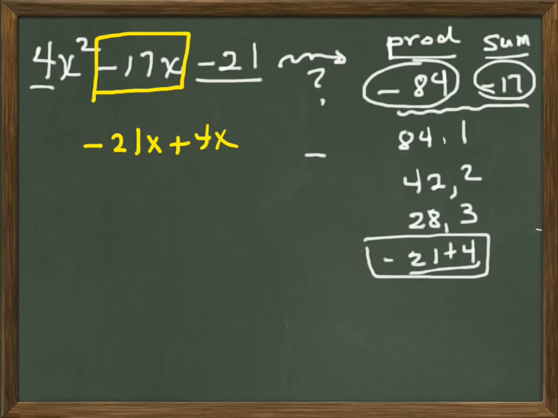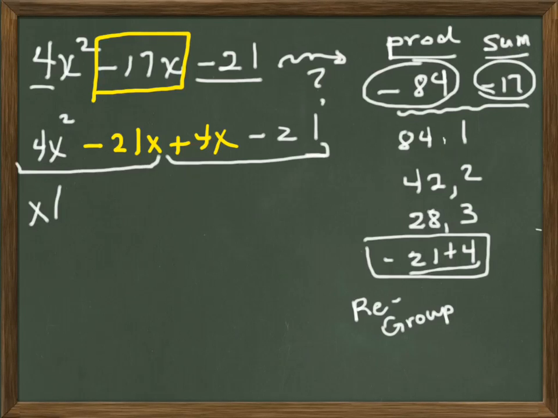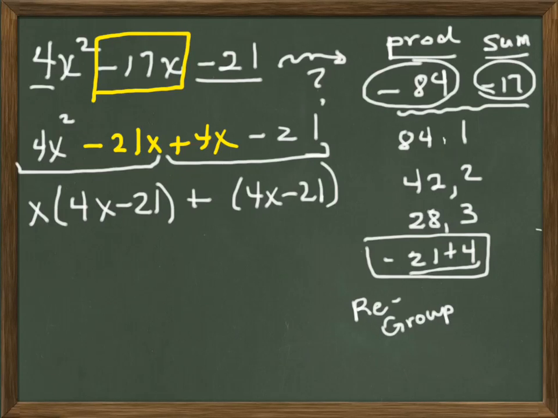I take a look at my middle term and I replace minus 17x with minus 21x plus 4x. And then I'm going to fill in my 4x squared and minus 21. Now I have my four terms. I'm going to regroup the first two and the last two. If I regroup the first two and take out an x, then I have x times 4x minus 21. And the second, I can't take anything out. I just have my 4x minus 21, but I need to put a plus 1 in front of it so that I have my second factor.